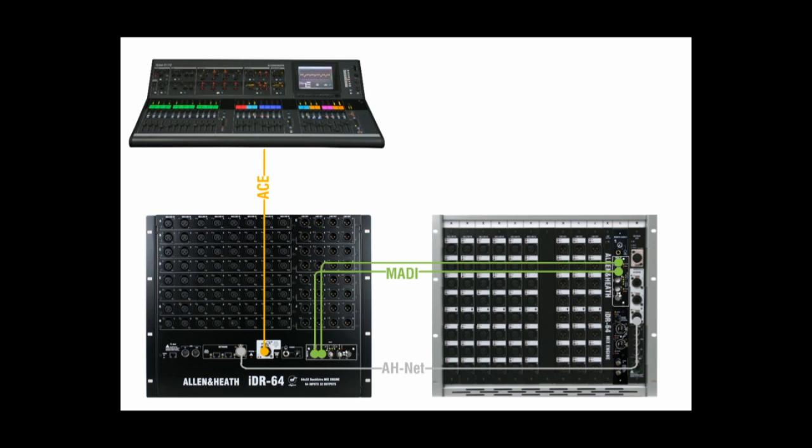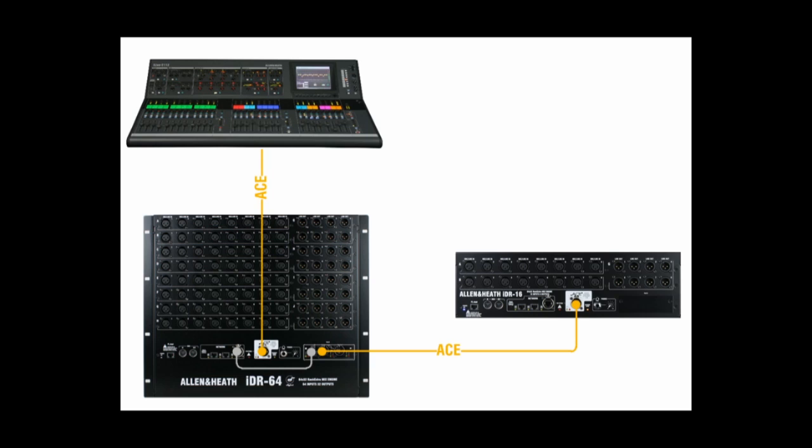Any format of iLive interface option can be used, but if the slave mix rack is one of the fixed format range, then the link has to be ACE, as port A is fixed ACE in these units. An advantage of using ACE is that the AH net control network can be bridged over the ACE Cat5 cable.